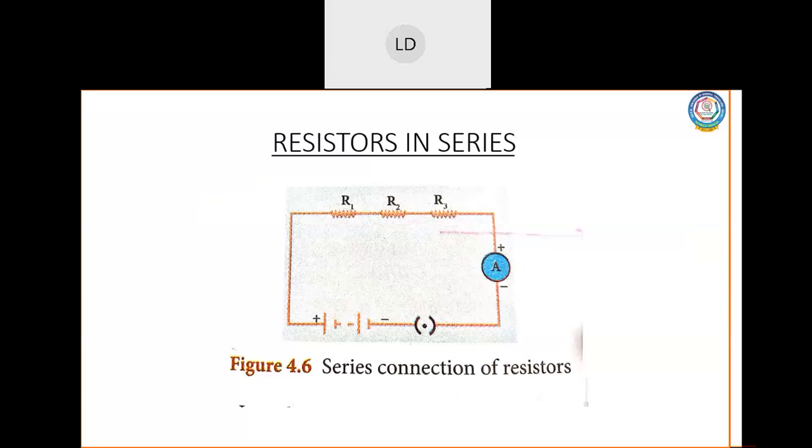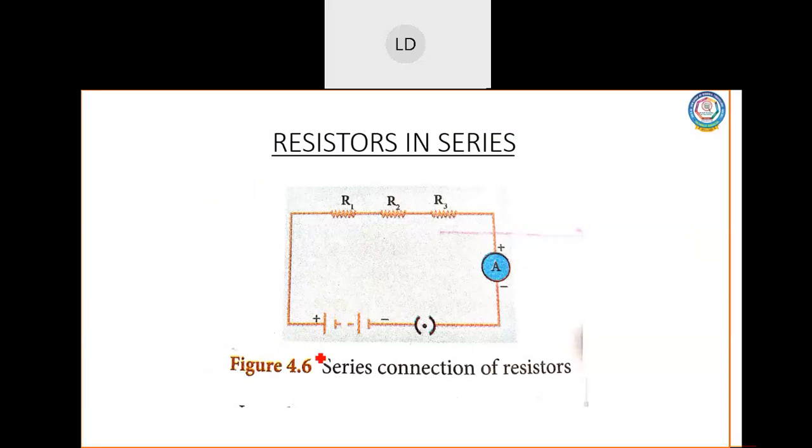What does a series connection mean? A series connection connects the components one after the other. Now look at this diagram, children. Here I have connected three resistors, all connected one after the other, and they form what is called a single loop. And the current will pass through this loop.